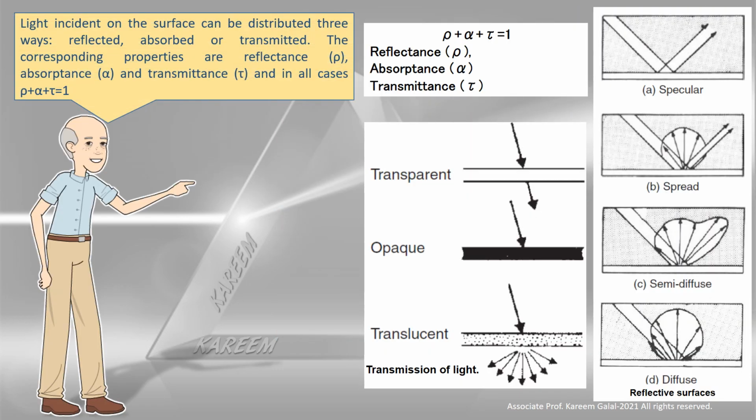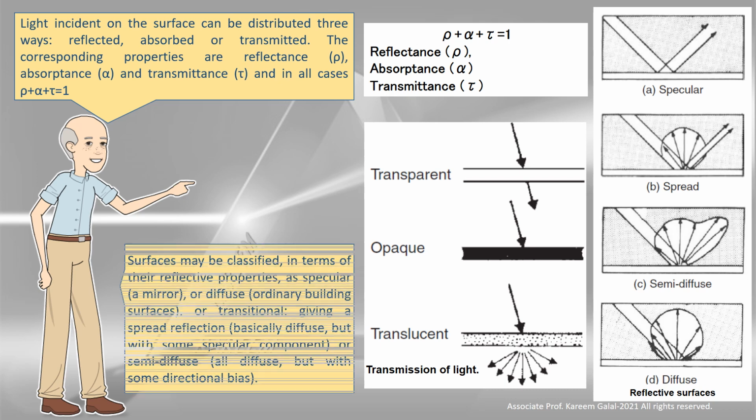Light incident on the surface can be distributed 3 ways: reflected, absorbed, or transmitted. The corresponding properties are reflectance, ρ, absorptance, alpha, and transmittance, tau, and in all cases ρ plus alpha plus tau equals 1. Surfaces may be classified, in terms of their reflective properties, as specular like a mirror, or diffuse such as the ordinary building surfaces, or transitional, which is giving a spread reflection, basically diffuse, but with some specular component, or semi-diffuse, all diffuse, but with some directional bias.